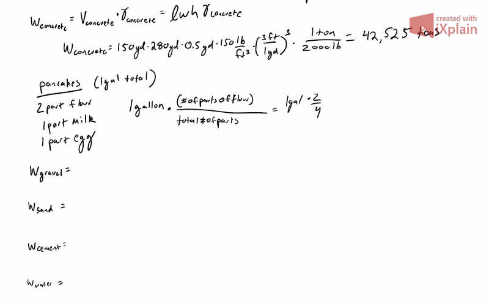Each of those is going to be equal to the total weight of concrete, C-O-N-C-R-E-T-E, spelling is hard, concrete, and then we're going to have to multiply it by that ratio: the parts of that thing divided by the total number of parts. So for gravel, we had 3 parts gravel to 6.5 parts of concrete.